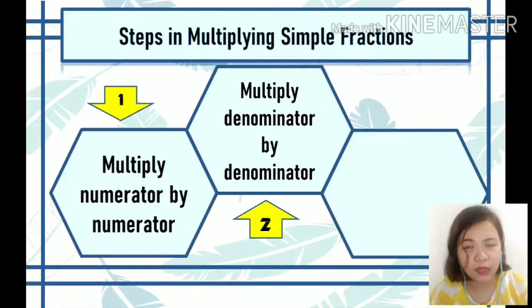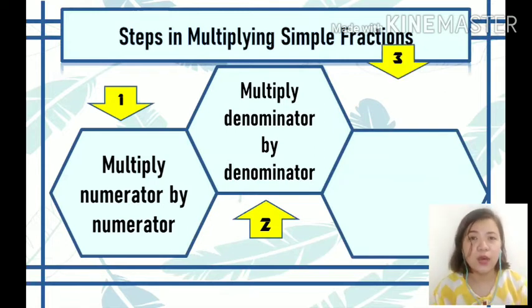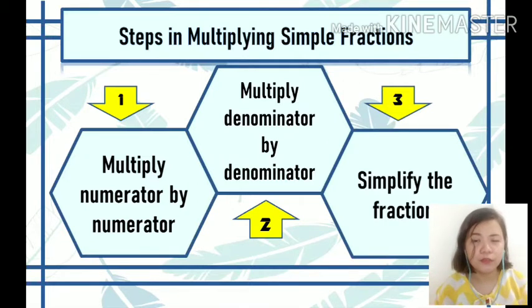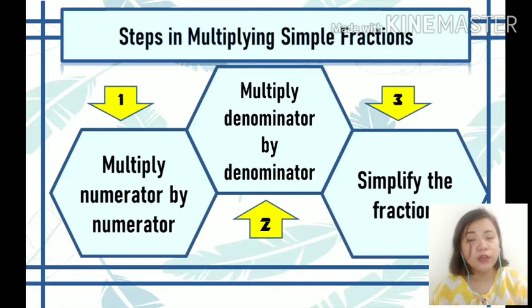And then the last one, we need to simplify our fraction. In simplifying a fraction, there are two ways. First, changing a proper fraction into lowest term. Then the other one is changing an improper fraction into a mixed number. To understand more, we're just going to have our examples.